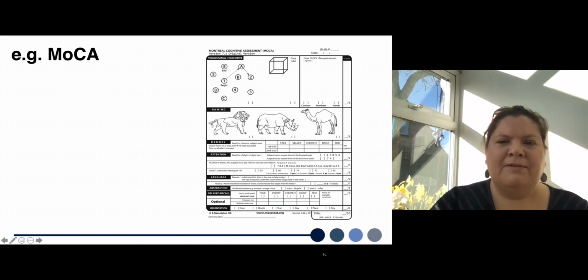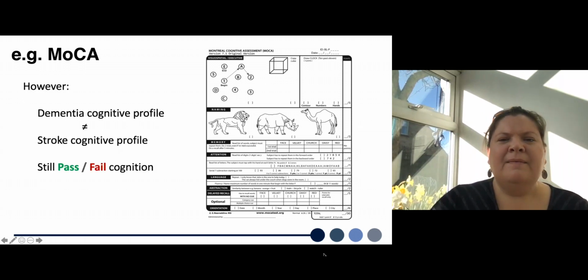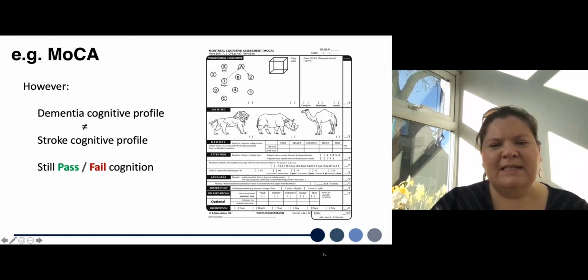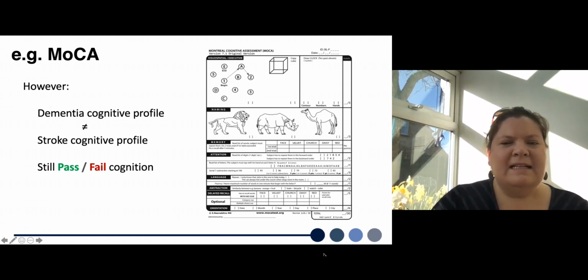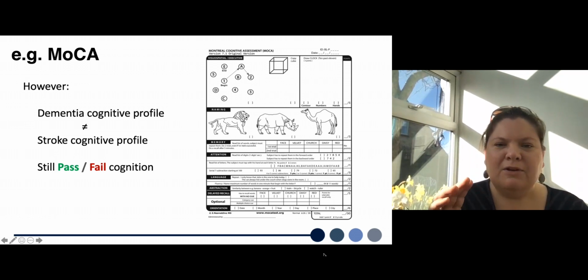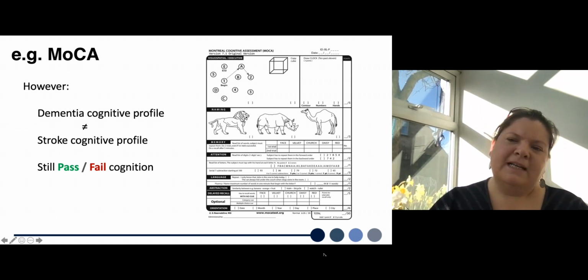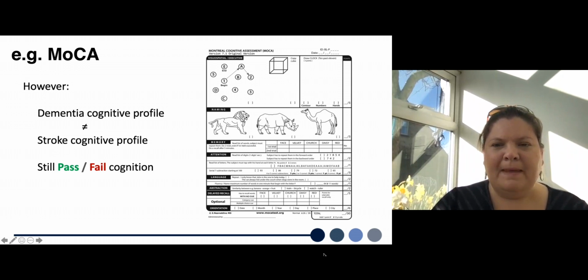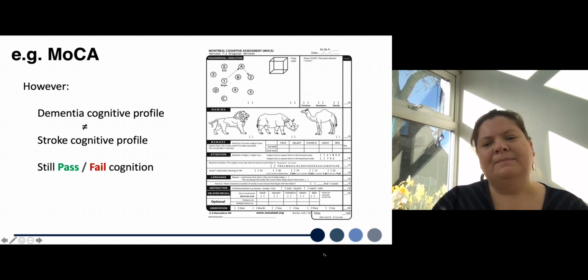So if we take one of the examples, that's probably the most well-known currently, the MOCA, what you see is that although there are specific subsections, so there is a section on visual spatial and there is a section on naming, in the end this is still very much a dementia screen, and that kind of cognitive profile is very different from a stroke cognitive profile. And although it has these subsections, there's no normative data for each of those subsections separately. You can only do an overall score and then an overall impaired, not impaired decision.